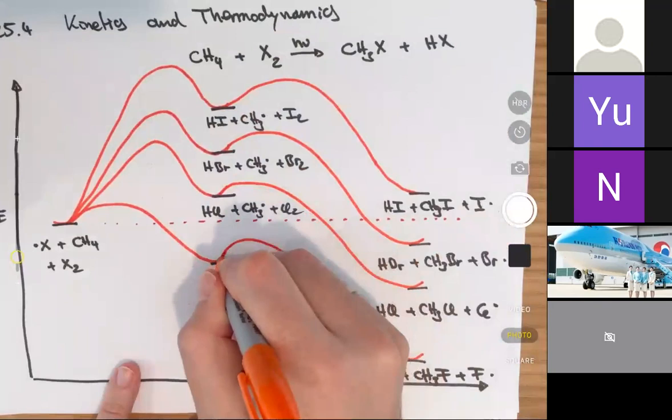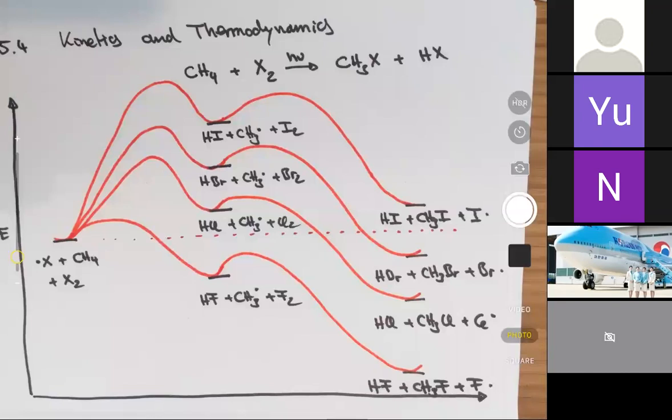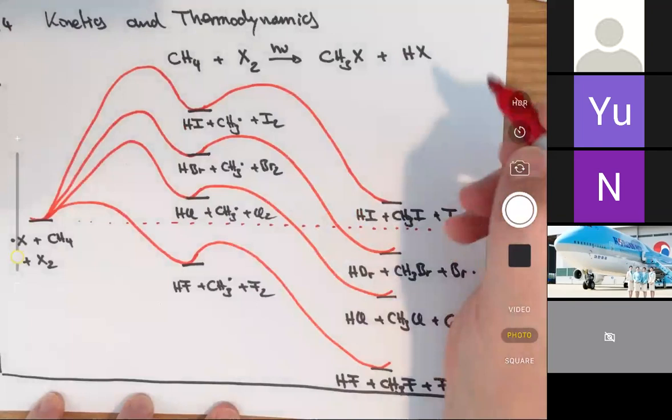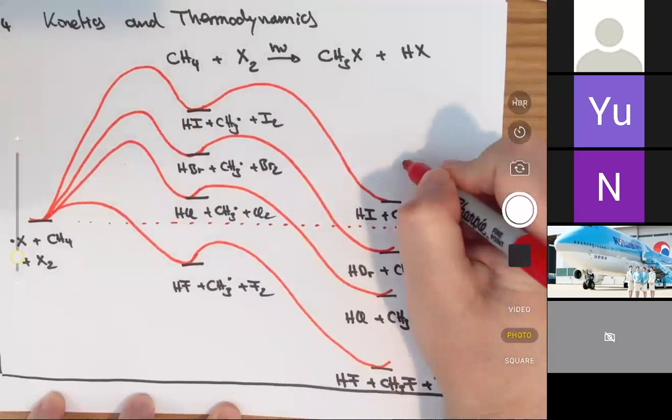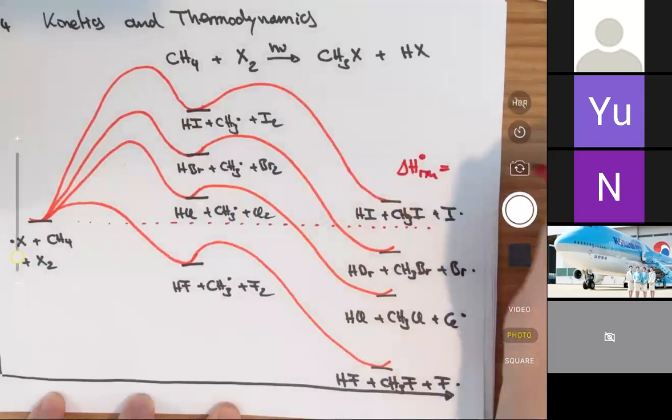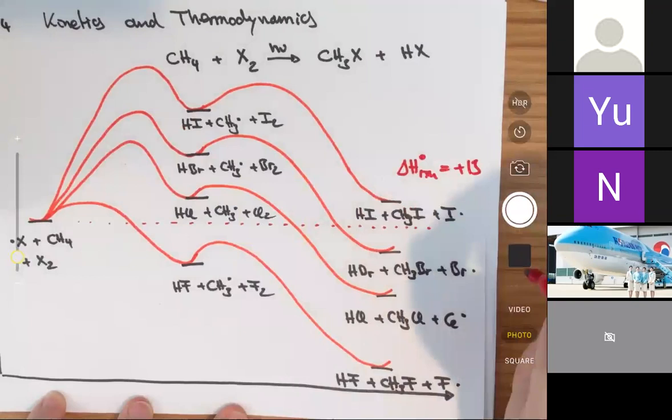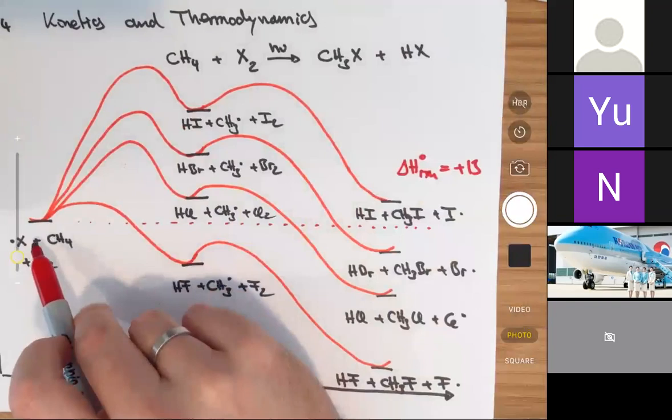Now, if you look overall at these reactions, depending on the X, the delta H naught reaction for the iodination is plus 13 kilocalories per mole. So it's an endothermal reaction. It goes up in energy from the starting material. That's why iodinations are usually not done in a radical process.